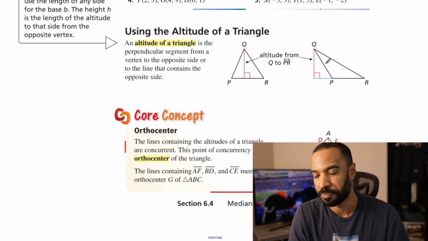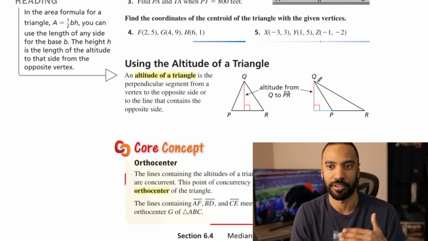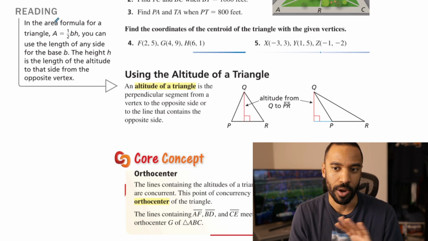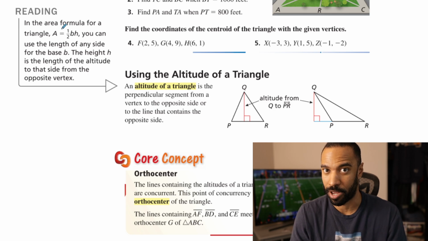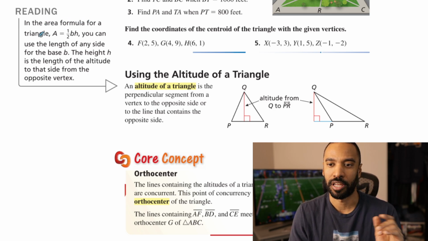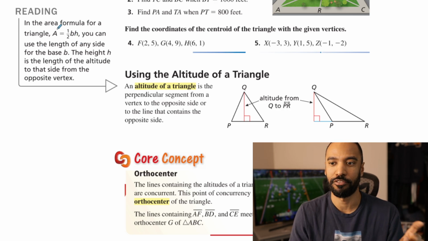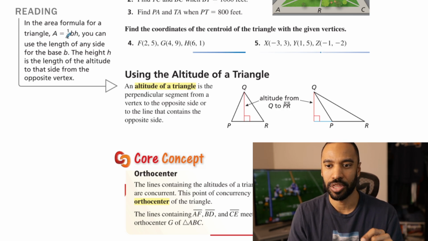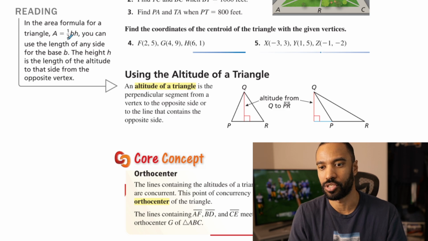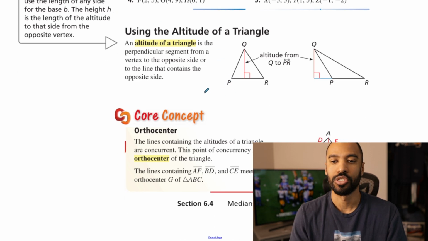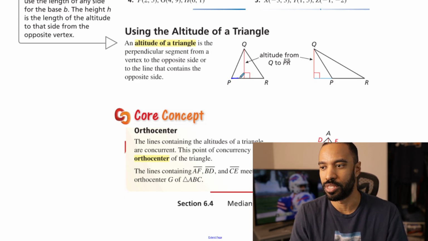That is important, because altitudes are a way of constructing some sort of height, and this is where I want to talk about area. I'm sure I've brought this up before. In the area formula for a triangle, area is 1/2 base times height. You can use the length of any side for base b. The height h is the length of the altitude to that side from the opposite vertex. So if I want to find the area of this triangle, I could use this as my base.